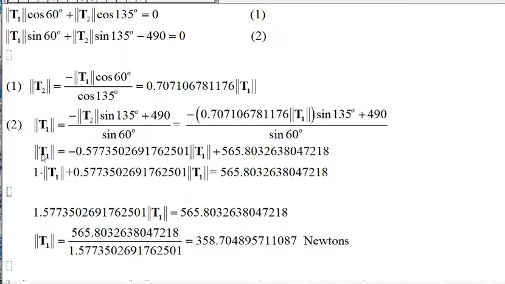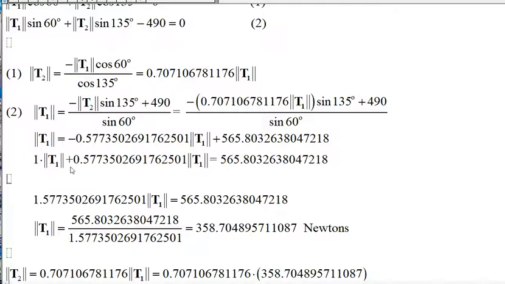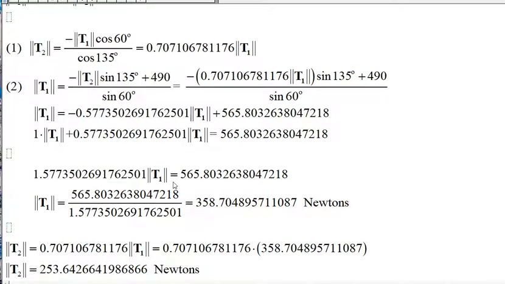And so this term here, move it to the right, and this is what we get. Magnitude of t sub 1 is the same as 1 times the magnitude of t sub 1. And then these are like terms, and so 1 plus 0.5735 is what we get here. And then dividing both sides by 1.5735, we'll end up with 358.70. And so the magnitude of the tension force in the first cable will be 358.7 newtons.